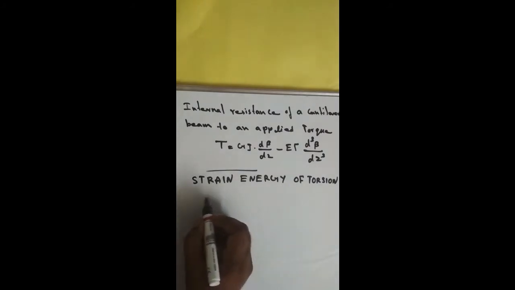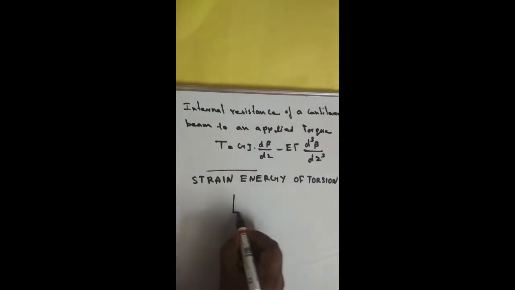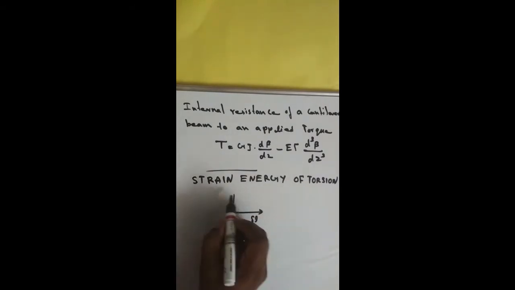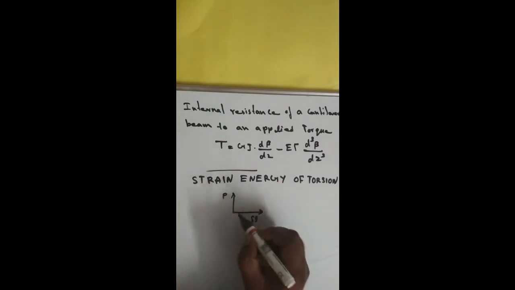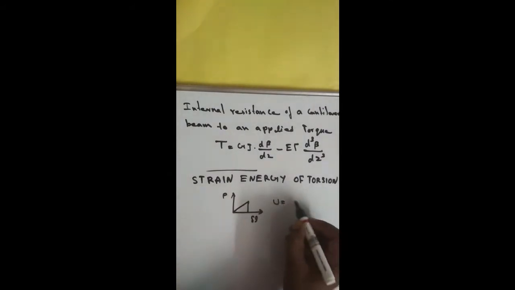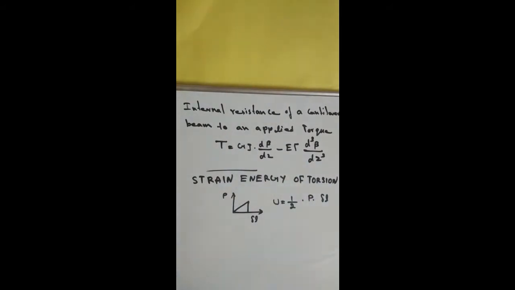Normal beam. I am drawing the load deflection diagram. On the X-axis we have displacement, I'm assuming delta L. On the Y-axis, the load. That curve is up to the elastic point. The post-elastic and plastic limit I have not considered. Now strain energy is the area under the load deflection curve, that is equal to 1/2 times P into delta L. Right. Similarly, torsion also has strain energy.